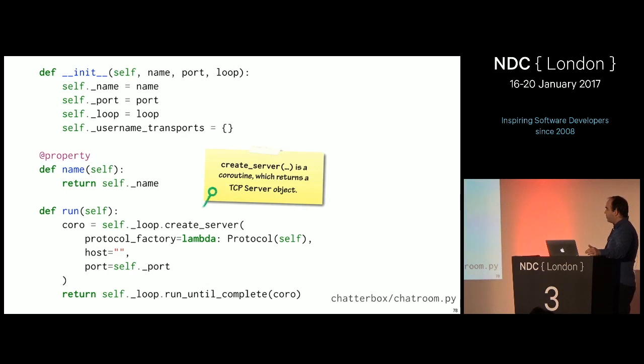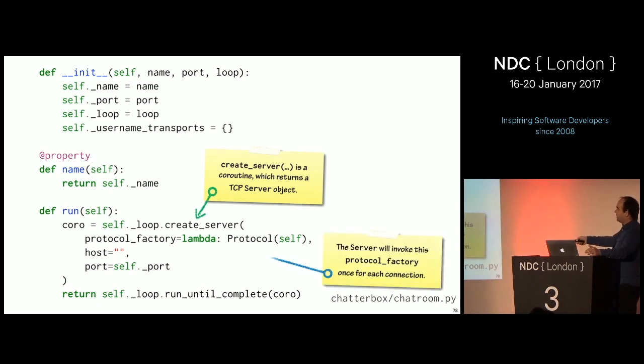When we run the chat room, it's going to call this method on the event loop called createServer. And createServer will invoke this callable, this factory function, for each new connection to the chat room. Okay? So each time a connection comes in, it will invoke this thing, and it will create a thing called the protocol, which you'll see in a minute, with a reference back to the chat room.